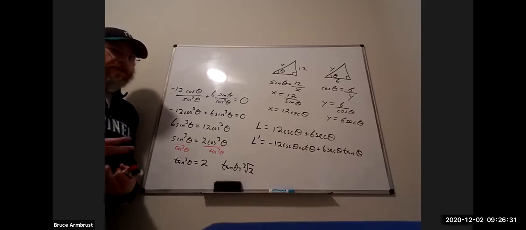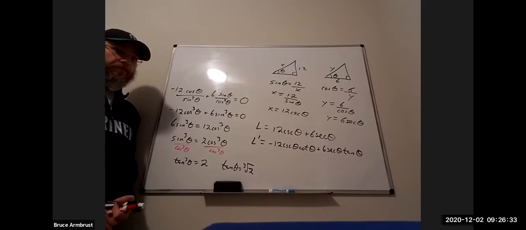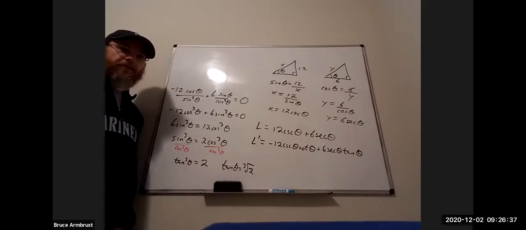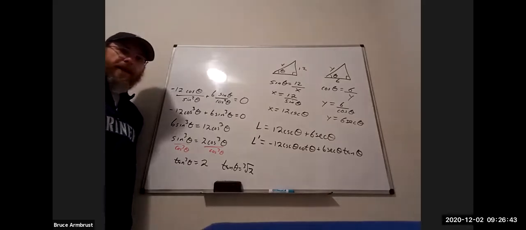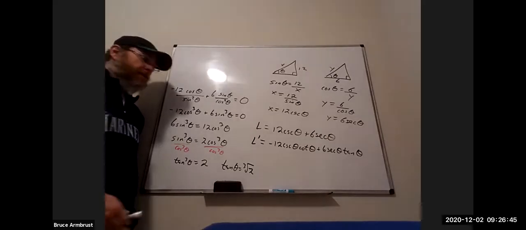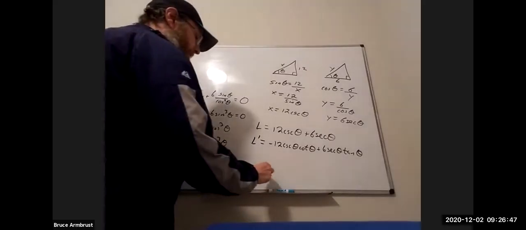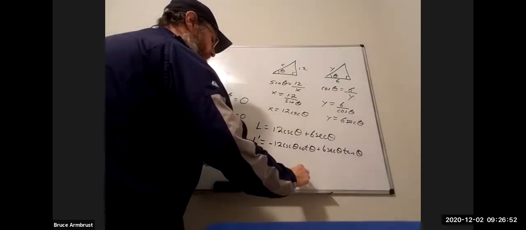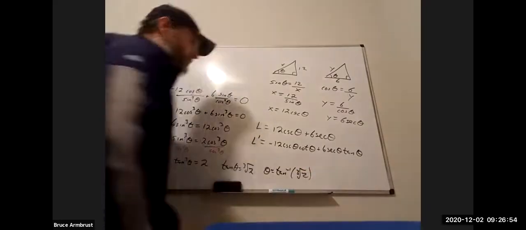And so this is the angle that I need. I need to find out what angle essentially gives me a tangent of the cube root of 2. All right, well, that's easy enough. We can use our calculator. So theta is going to be the inverse tangent of the cube root of 2.